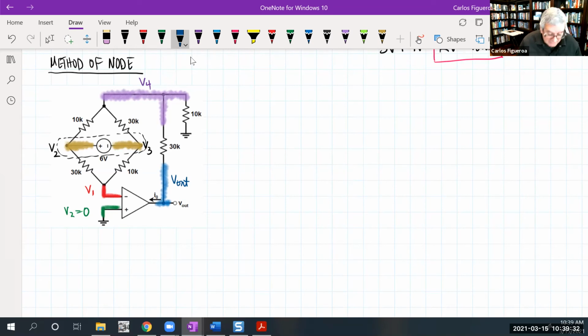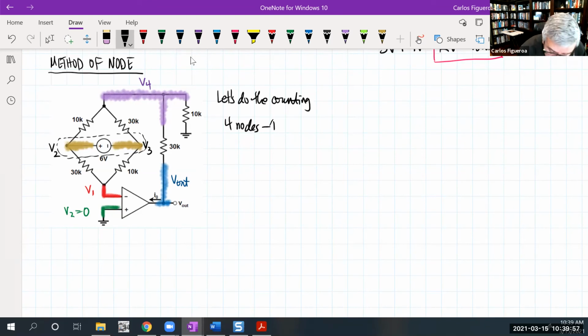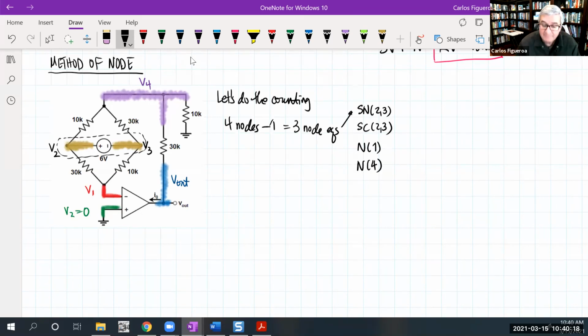So let's do the counting. What you're seeing here is that I have V1, V2, V3, V4, so I have 4 nodes, and I have 1 source. So I should have 3 node equations. Well, I have a supernode between 2 and 3, so I have a super condition, and then I have node 1 and node 4. And because I have 4 unknown variables, I have to use the ideal condition to answer that question here.